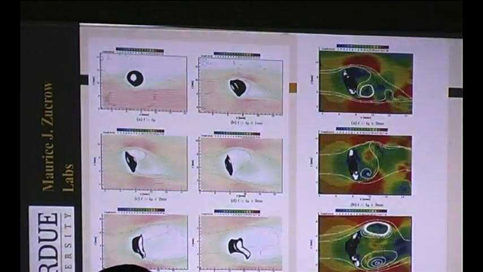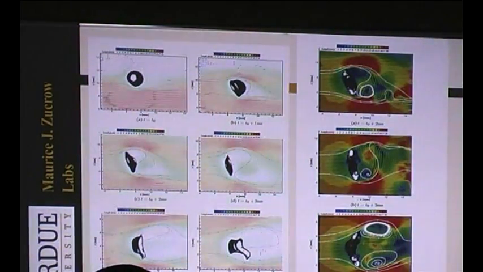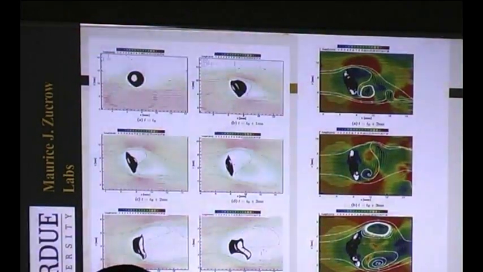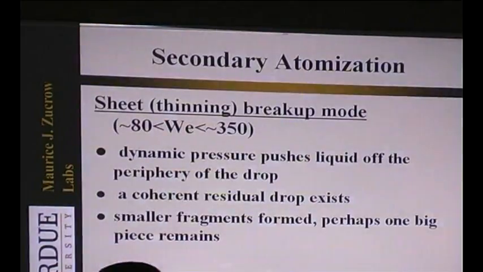And so this is now looking like the multi-mode breakup geometry is due not to transverse instability, but instead to some complex fluid mechanics that are occurring in the leeward edge of the droplet as it deforms. Okay, on to the next slide, please.